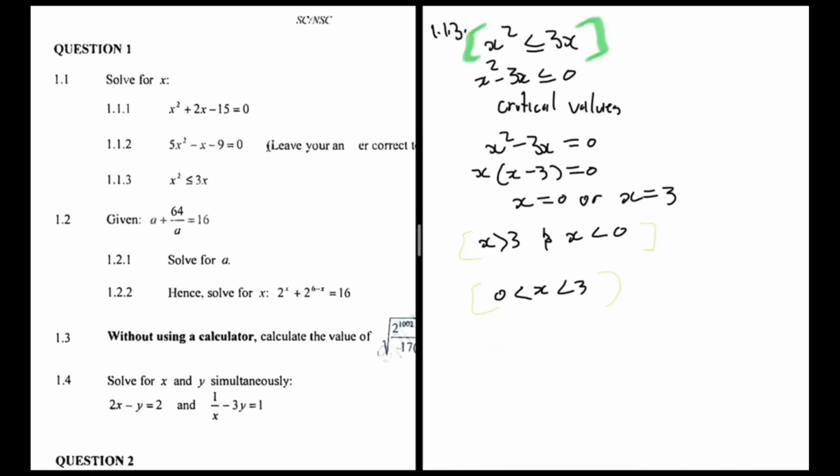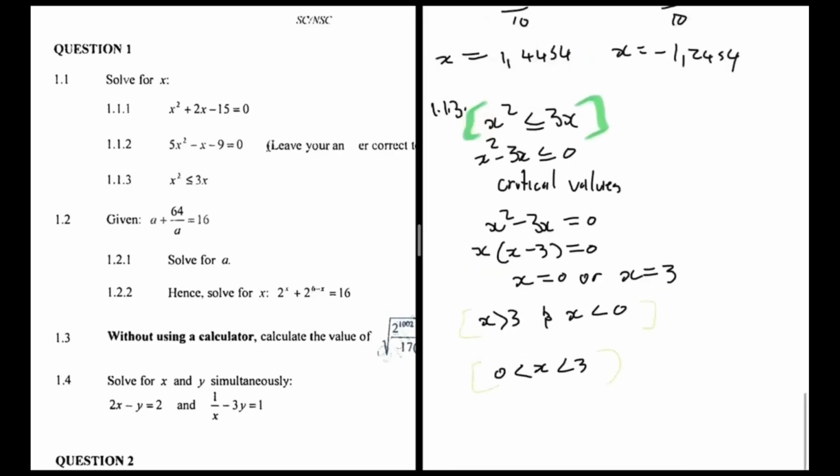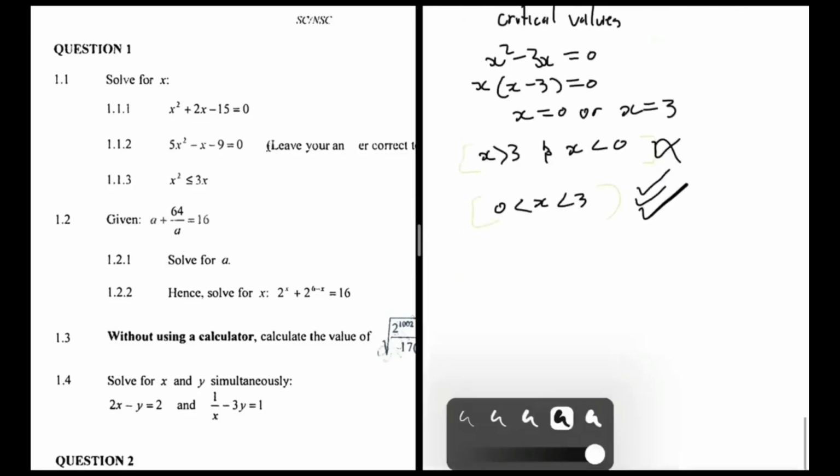So for instance, between 0 and 3 I have 2, right? So let me just take 2. If I plug in 2 here, I'm going to get 2 squared, which will be 4, which is supposed to be less than or equal to 3 multiplied by 2, which is 6. So this is correct. As soon as this is correct, we know that this is our right solution. This one is wrong, and yeah, so we can move forward.